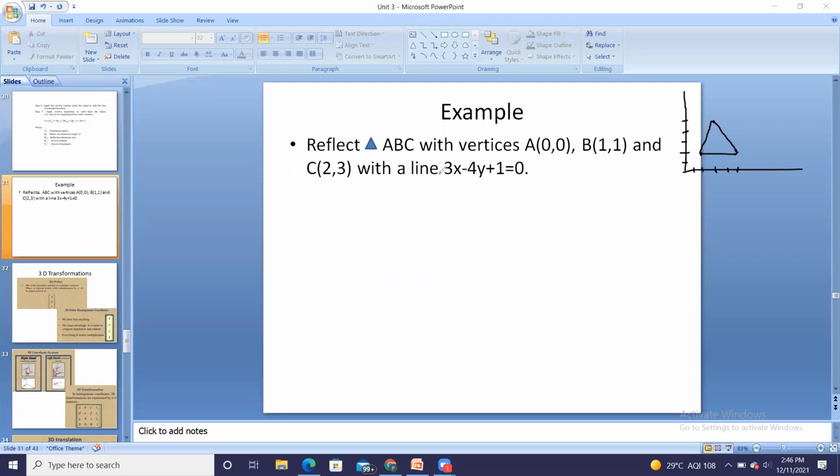So I will rearrange the terms. Simply rearranging the terms, 4y this side. So I will get 4y equal to 3x plus 1. Then divide by 4. So I will get y equal to 3 by 4 x plus 1 by 4. All of you agree with this? y equal to 3 by 4 x plus 1 by 4. Up to this, is there any difficulty?